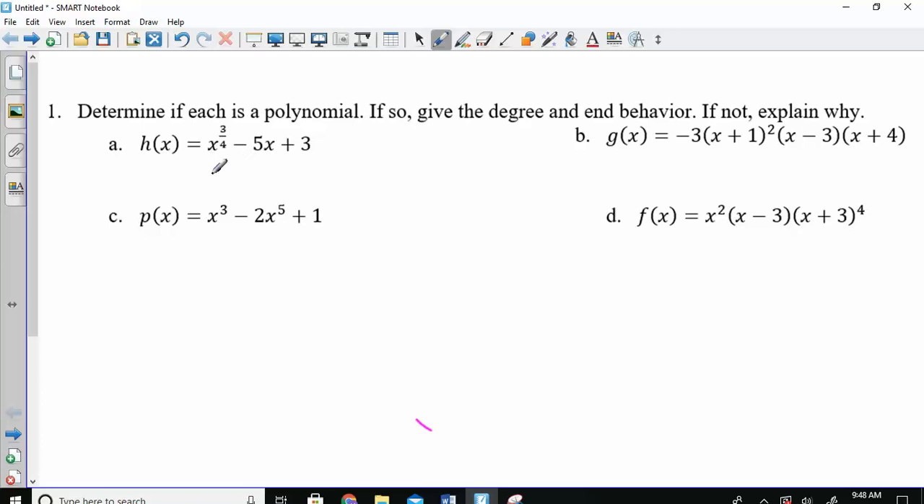So is this one a polynomial? No. The reason is that x to the 3/4, you can't have that. Is B a polynomial? Yes. Okay. Let's practice the degree and end behavior.